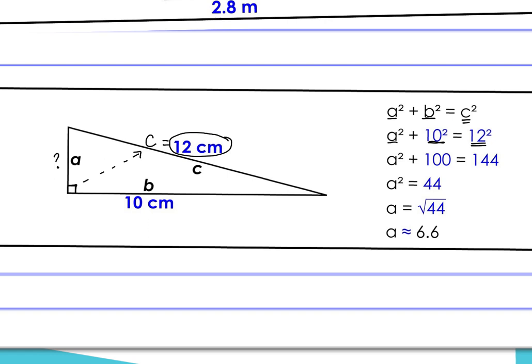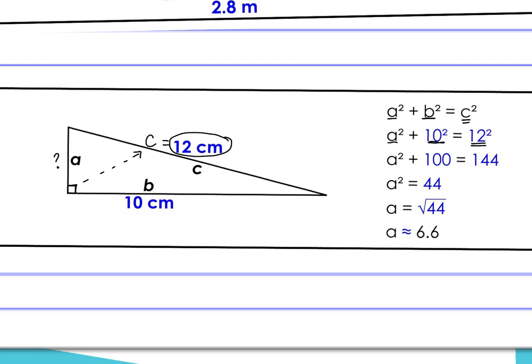Now, I personally, whenever you only have one of the legs, I always put the number with B and leave A as the variable. You don't have to do that, but it's just an easy way to do it. So then we have A squared plus 10 squared equals 12 squared.